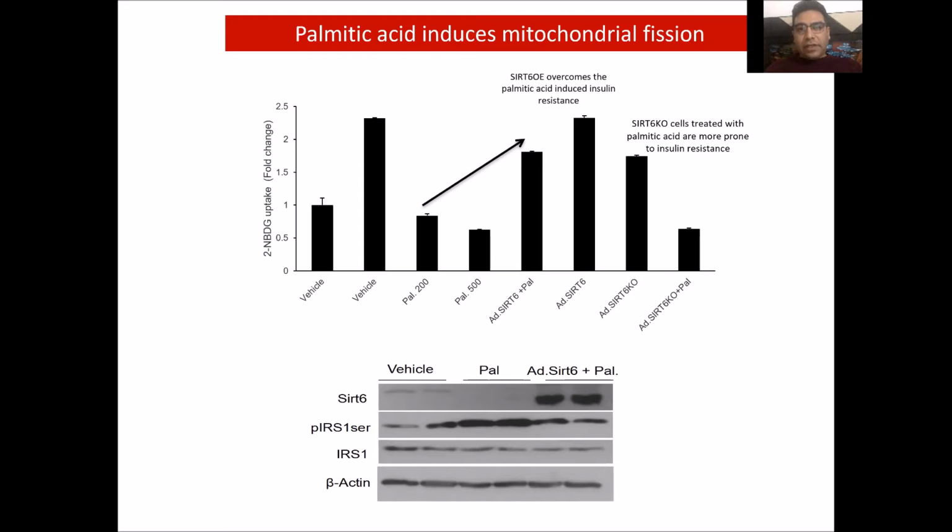So SIRT6 overexpression overcomes the palmitic acid induced insulin resistance. Similarly, we also looked at a different insulin resistance marker, IRS1. We saw there is more phosphorylation in the palmitic acid insulin resistance. However, with SIRT6 overexpression, this phosphorylation is comparatively less as compared to the palmitic acid group.